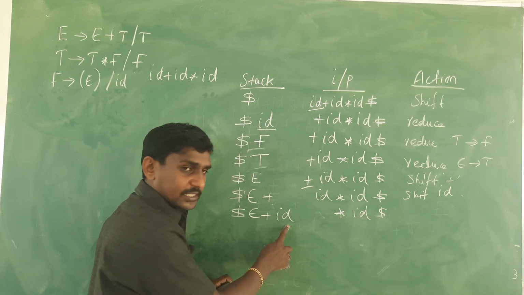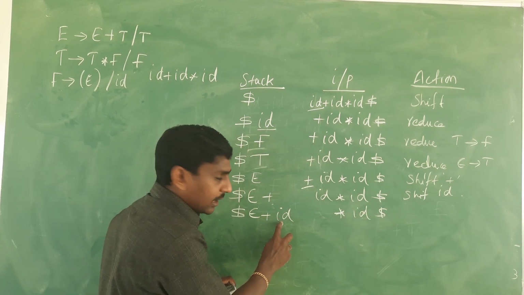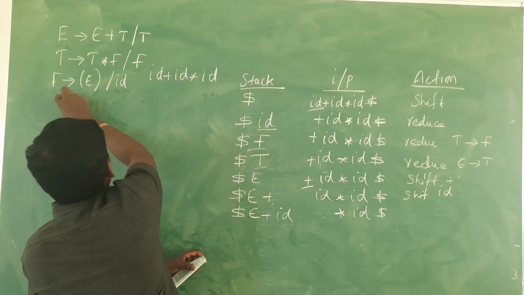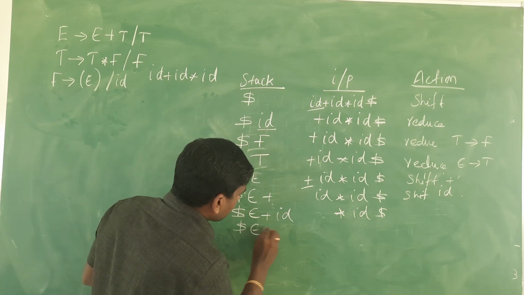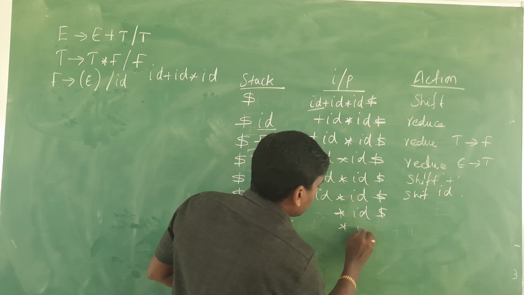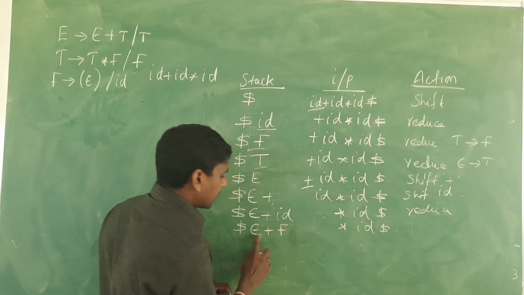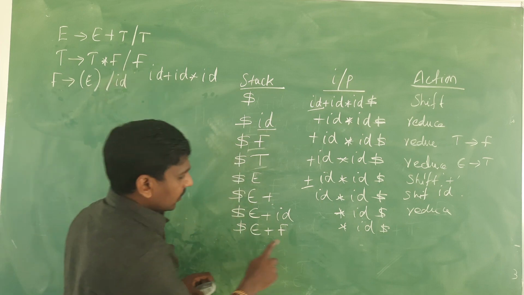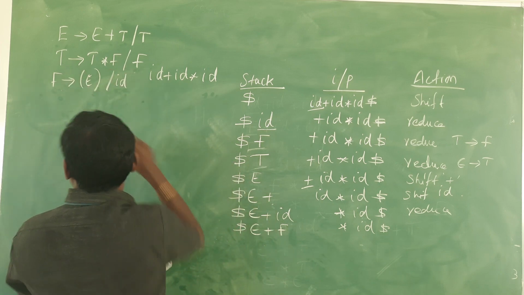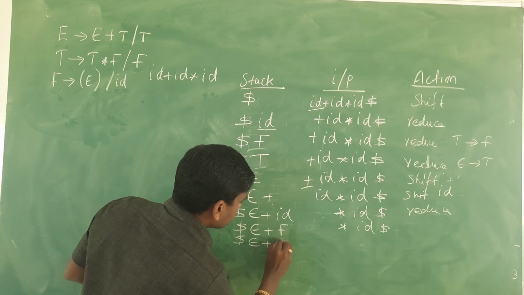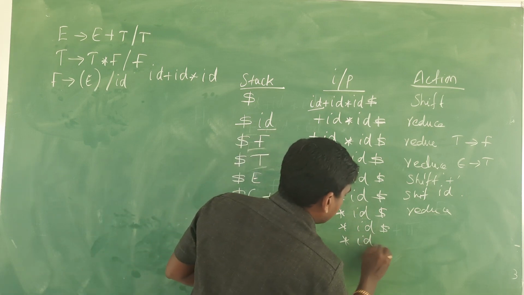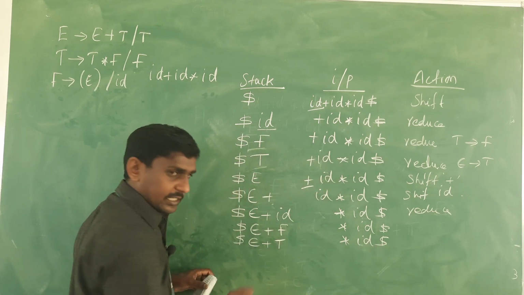Now check whether e plus id has a handle. No, but id has a handle, that is f tends to id. So $ e plus f, star id $. Here it is reduce. Now check whether e plus f has a handle. No, but f has a handle, that is t. So $ e plus t, star id $.